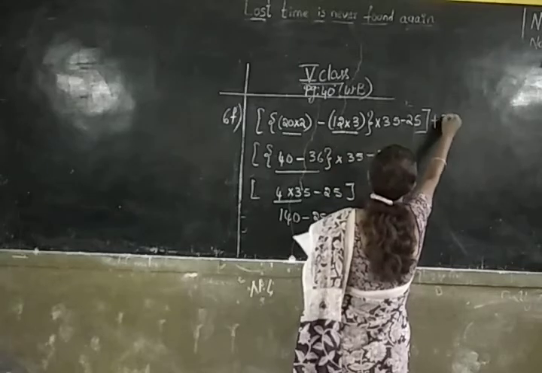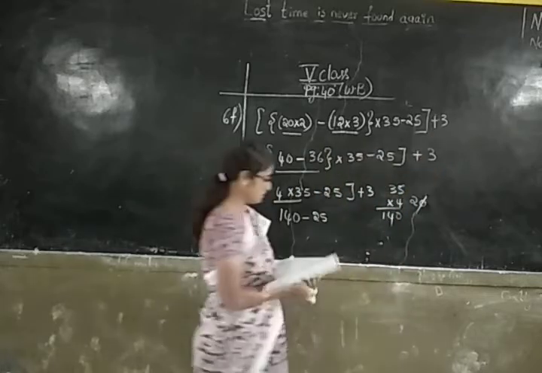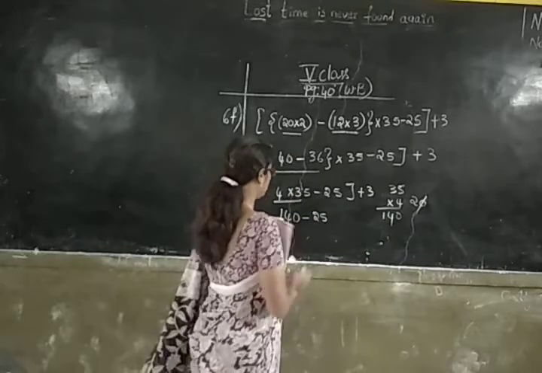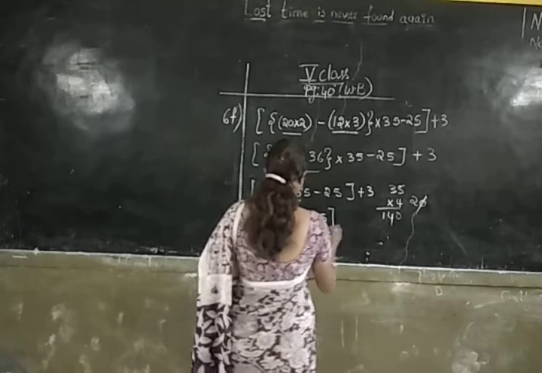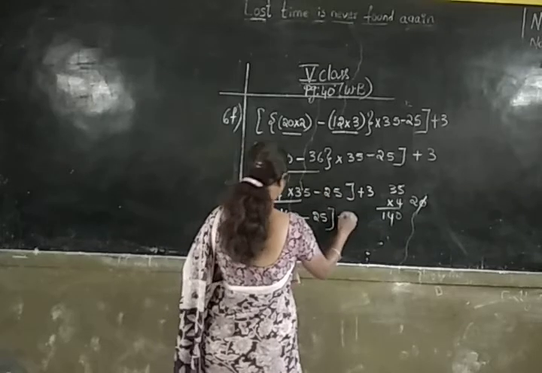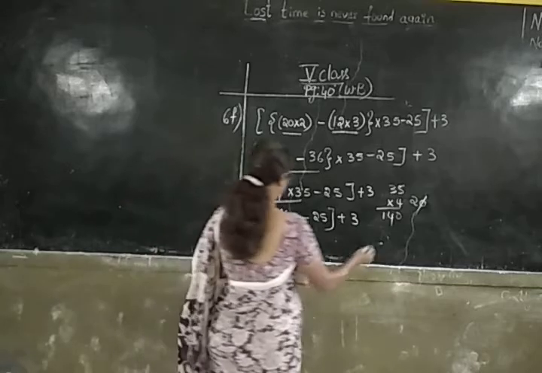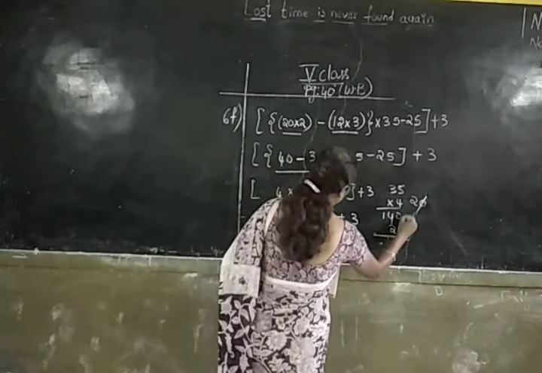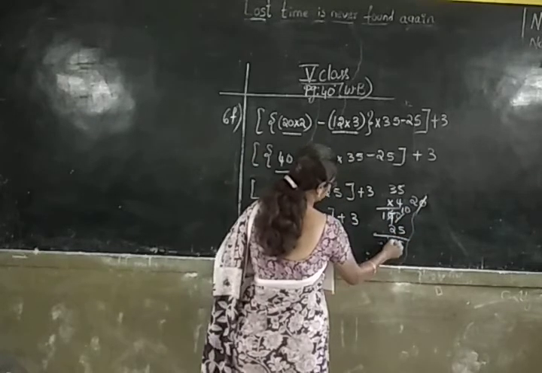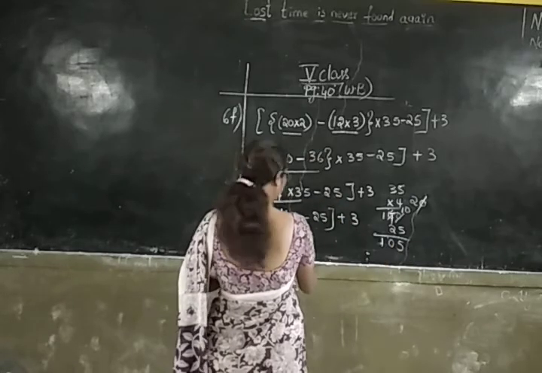Children, here it is given plus 3. I have not written it. Here in the question it is given plus 3 down. I have not written it, so I am writing it here again, okay. So 140 minus 25 plus 3. Okay, children. 140 minus 25 plus 3. So 10 minus 5 is 5 and 2 minus 2 is 0. So the answer is 100.